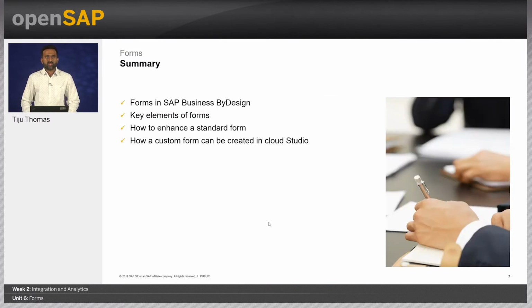So, just to summarize, we have covered forms in ByDesign and got a fair understanding of the various elements of forms in ByDesign in this unit. We also learned how to enhance a standard form based on an XBO and create forms for a custom BO. With this, I come to the end of this unit.